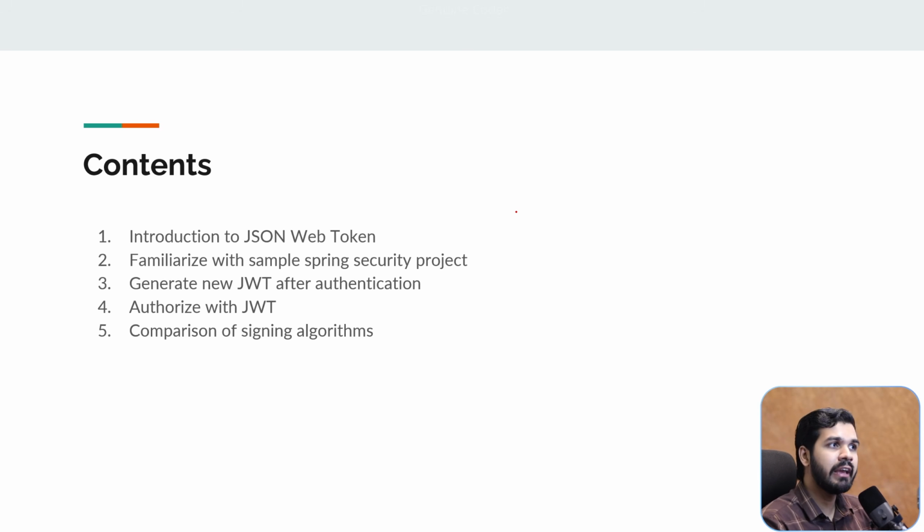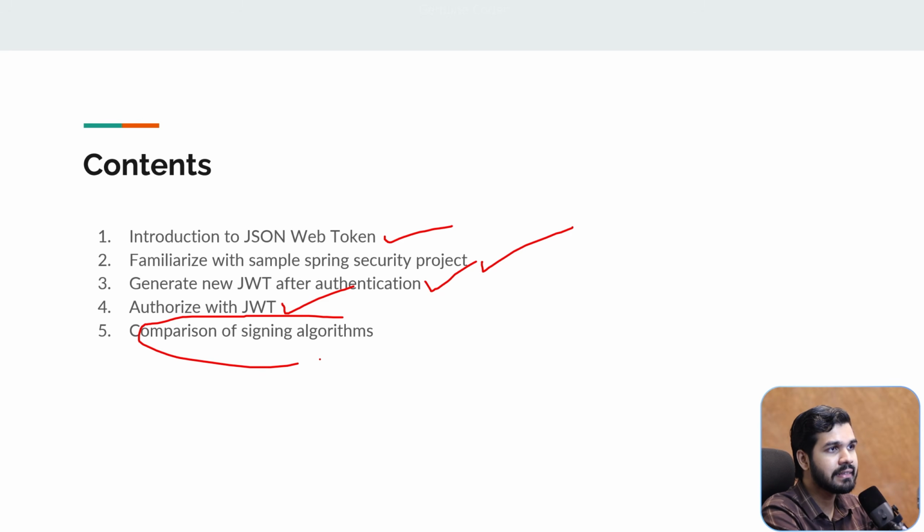So far in this tutorial, we have covered the first 4 topics. First, we discussed what a JSON Web Token is and its basic ideas. We familiarized ourselves with the sample project I have prepared, then worked on creating a new JWT token after successful authentication. We also saw how to authorize with a JWT token, using an already generated token to access some secured endpoints. The next thing we need to do is to discuss the signing algorithms.